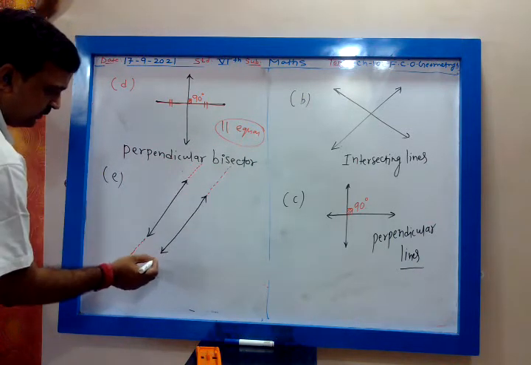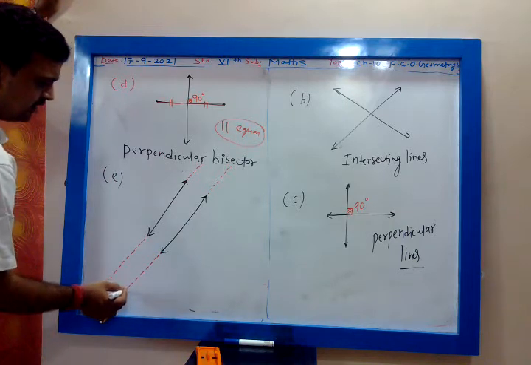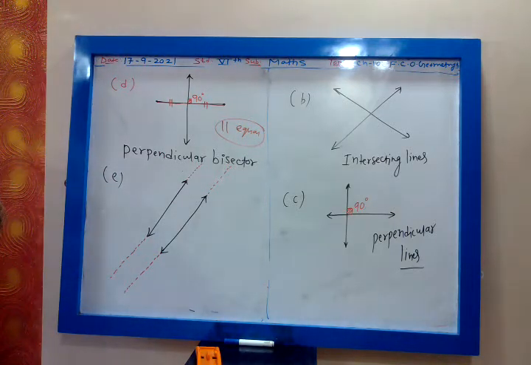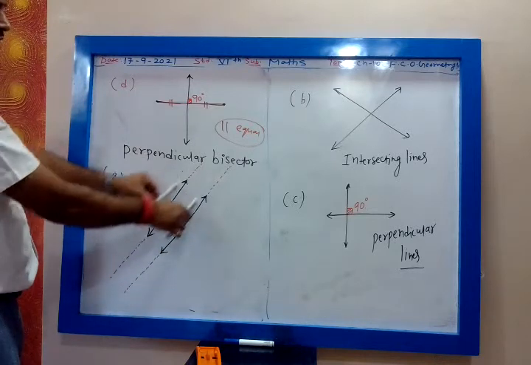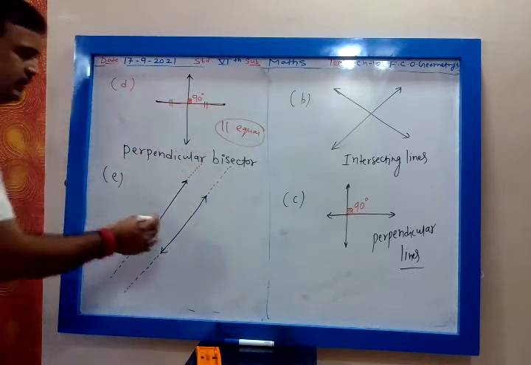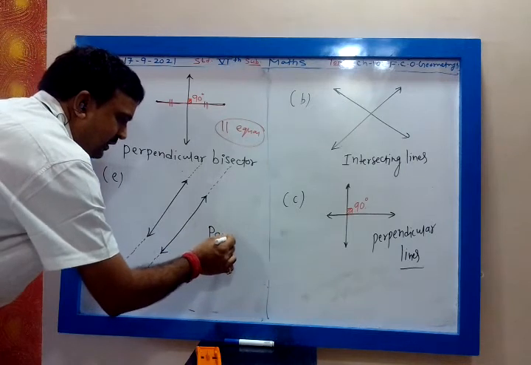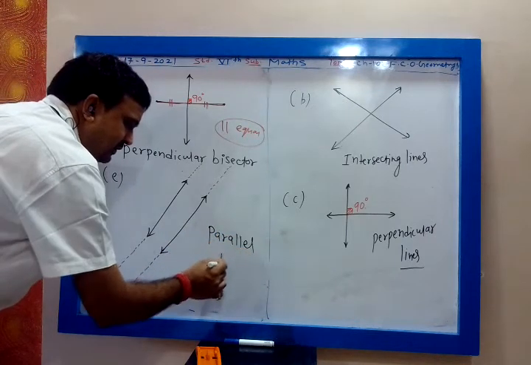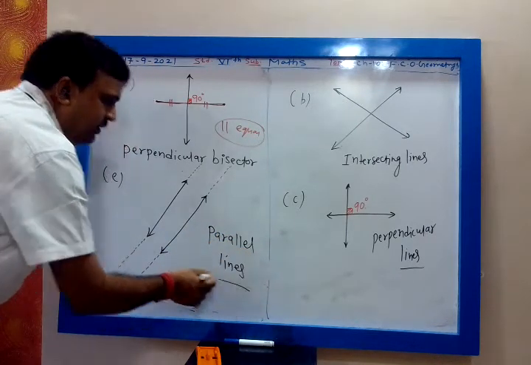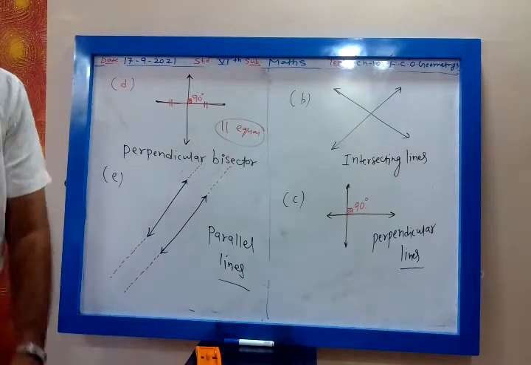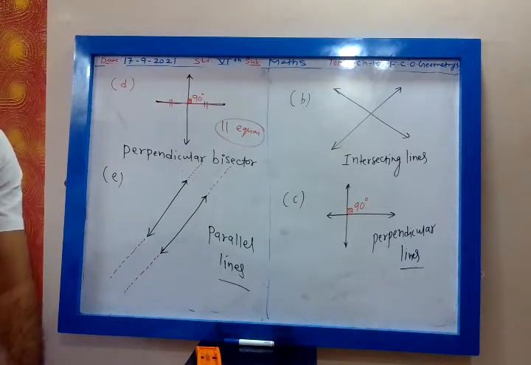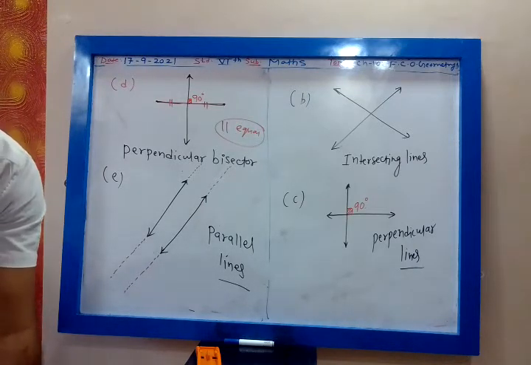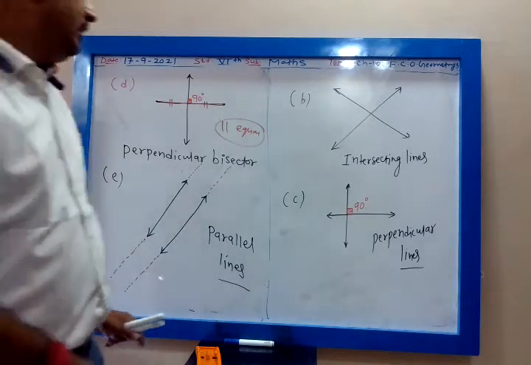Where you extend the arrow, are they cutting each other? No, they are not cutting each other, my dear. When you extend the arrow of both the lines, they never cut each other. So these are parallel lines. They never meet or cut each other. Is it clear this part?